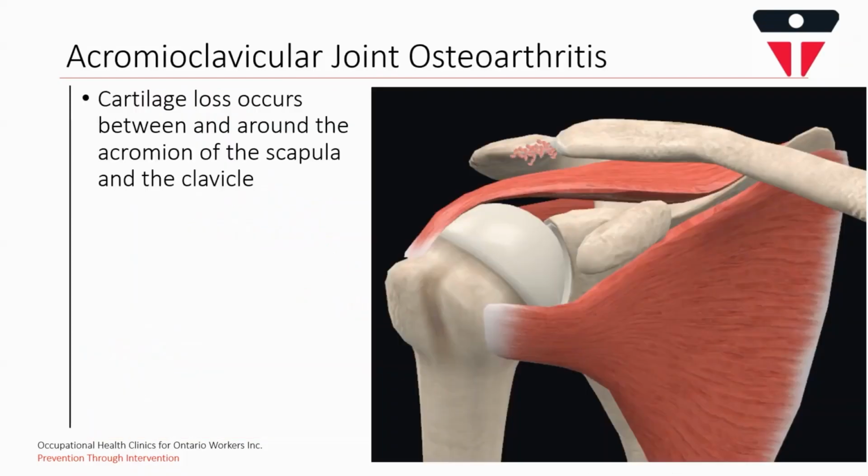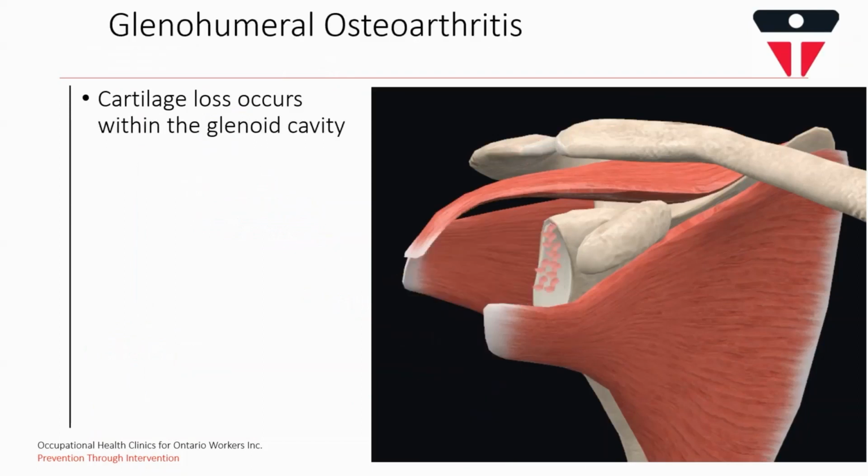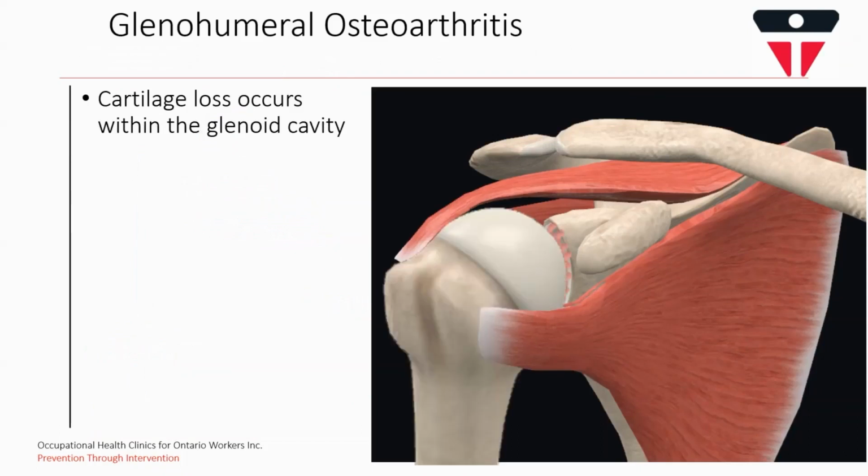Now, for the acromioclavicular joint, the cartilage loss occurs between and around the acromion of the scapula and the clavicle. The glenohumeral joint, it occurs within the glenohumeral cavity. So right in the middle of the ball and socket joint itself.